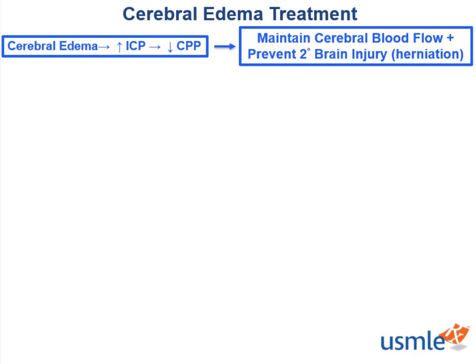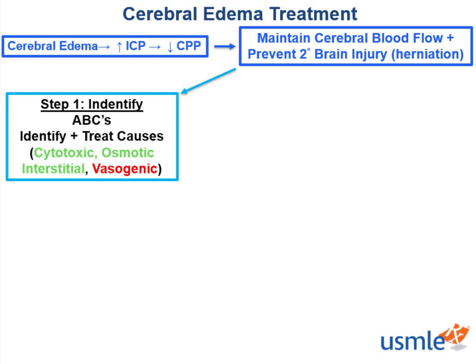When treating cerebral edema and the resultant increase in intracranial pressure and subsequent decrease in cerebral perfusion pressure, it is important to maintain cerebral blood flow and prevent secondary brain injury, such as from herniation. Management follows a stepwise progression, with step 1 being to assess and address the ABCs, airway, breathing, and circulation, followed by identification of the cause of cerebral edema using the 4 subtypes we have discussed, as they each have targeted treatments. For example, if it is a thrombotic stroke causing early ischemia and cytotoxic edema, thrombolytics can be considered.